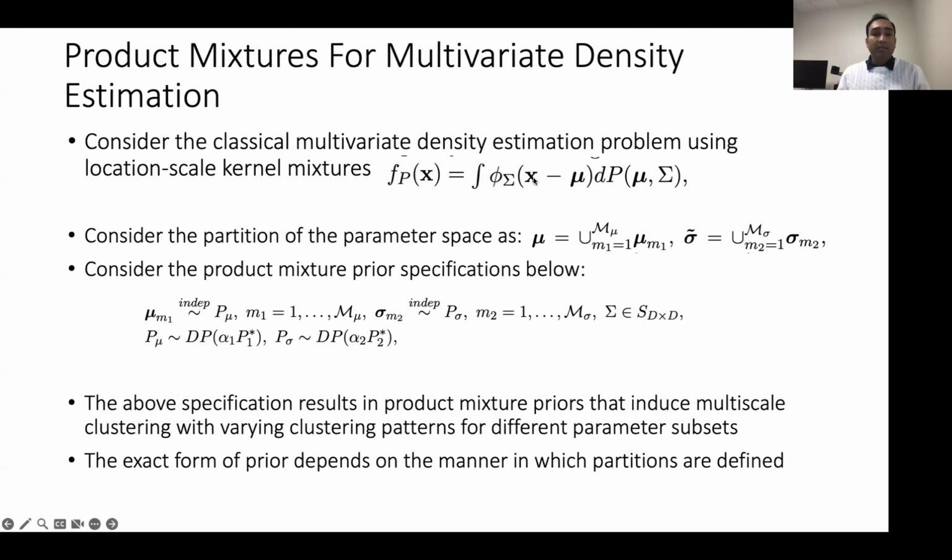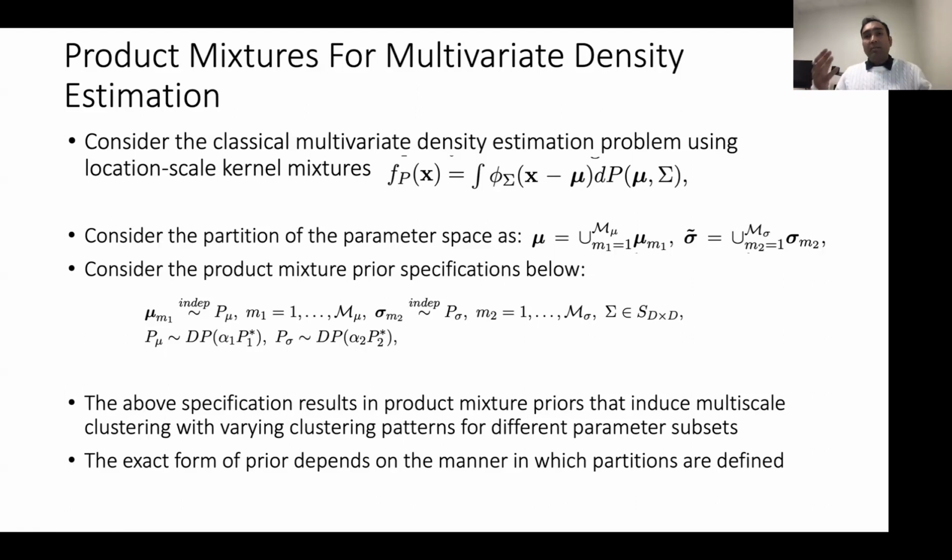Here, X is a multivariate vector. Now, instead of this, consider partitioning the mean parameter into smaller subsets, right? So mu M1, mu M2, and so on, and consider partitioning the variance parameter into smaller subsets. And then consider imposing independent priors on each of these partitions, right? So mu M1 follows P mu, and then sigma M2 follows P sigma, and then these are assigned a Dirichlet process, right?